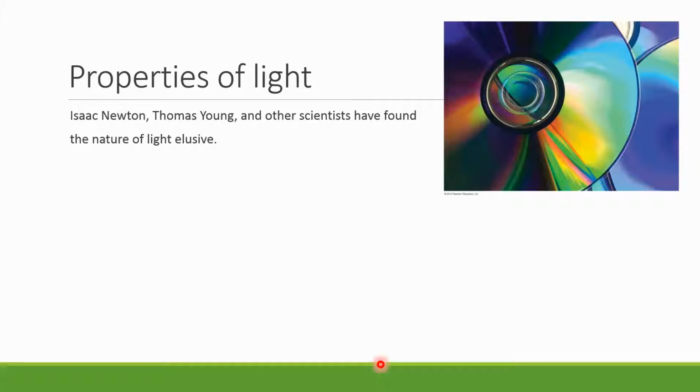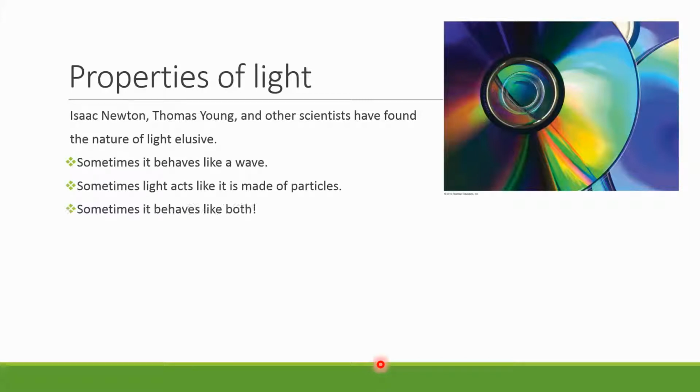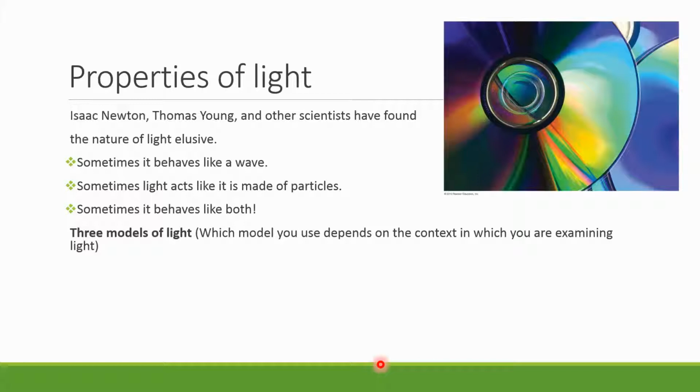People like Isaac Newton, Thomas Young, and other scientists have found that the nature of light is somewhat elusive because sometimes light behaves like a wave, and sometimes it acts like it's made of particles, and sometimes it acts like both. So we have three leading theories that we use to explain light, and three models. Which model you use depends on how you're looking at light.